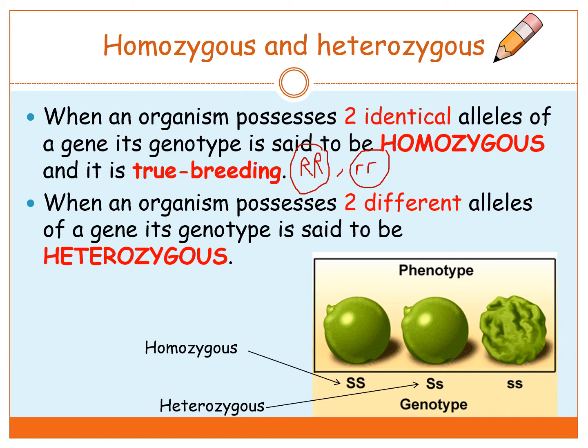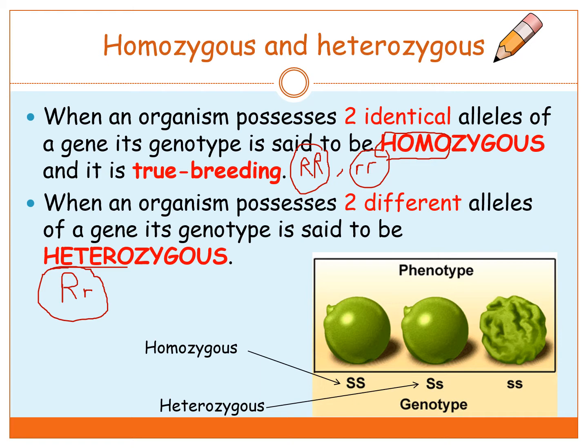When an organism possesses two different alleles of a gene, its genotype is said to be heterozygous. So in this case, it would be a capital letter and a small letter, and I've just used R for an example, so capital R, small r. You can try to remember this because homo usually means, if you're homosexual, you'd be attracted to the same sex. So homozygous means the same alleles. Heterozygous and heterosexual usually means that you're attracted to a different sex. So you can remember that these are two different alleles.